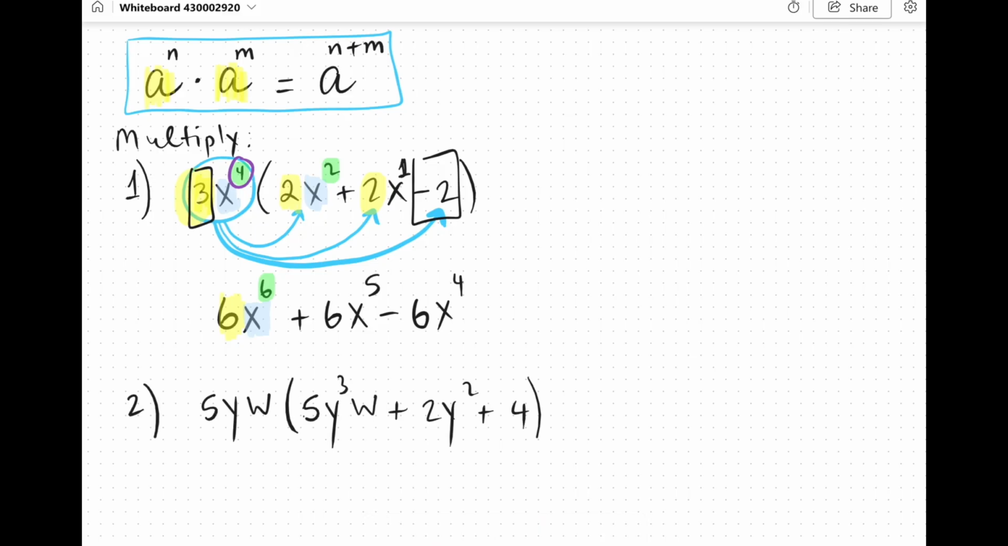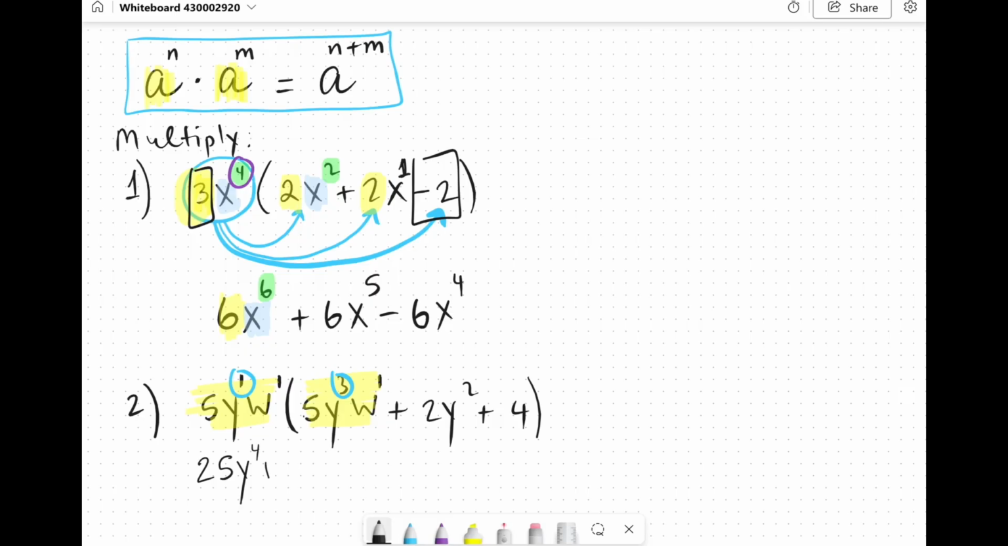Well, here is multiplication of 5yw here. I will go ahead and add the exponents of 1 to each of these letters, and then I will also go ahead and add the exponent of 1 to the w that is on the inside in your leading term. So let's go ahead and multiply 5yw by 5y to the third w. 5 and 5 will make me 25. The y will have the power of 4 because I am adding this 1 and this 3.